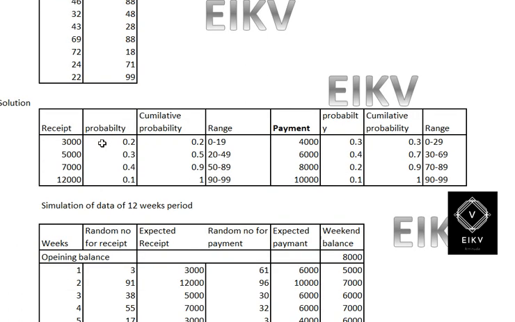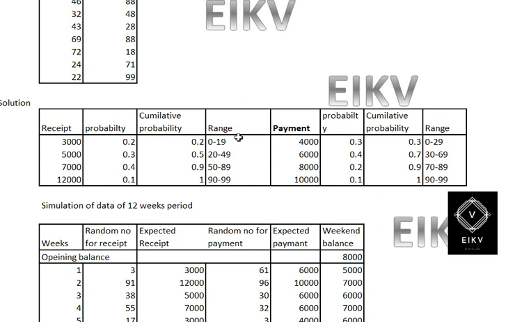Okay, so we have been given the receipts and probability, and we need to compute the range. The receipts and probability have been taken directly from the illustration, and then we have the cumulative probability. So the cumulative probability is 0.2, and then 0.2 plus 0.3 gives 0.5, and 0.5 plus 0.4 gives 0.9, and 0.9 plus 0.1 gives 1.